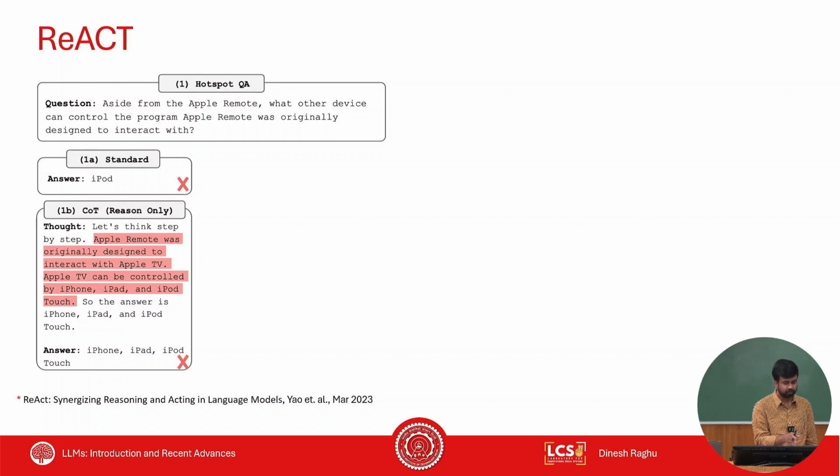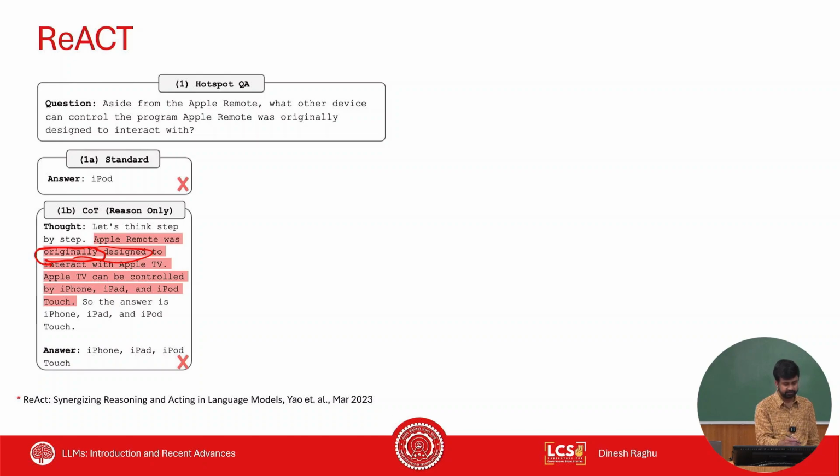If Apple Remote was first designed to interact with Apple TV, right? But it was not. Apple TV was not the device for which Apple Remote was originally designed to interact with, but it was one of the products that it could interact with. So again, this answer made an assumption, even though the chain of thought seems valid, because other than this part, everything else is right.